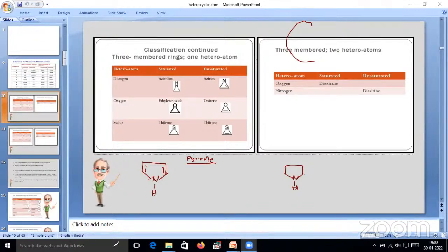5-membered unsaturated nitrogen containing heterocyclic system. Azole. Right. Next one, saturated system. Azolidine. Very good. So this is azole.